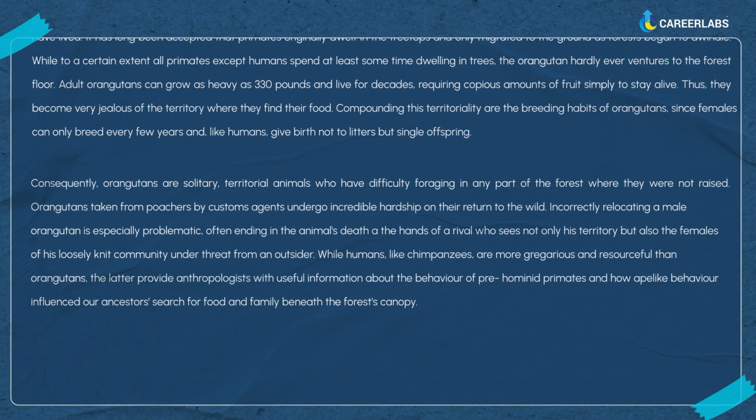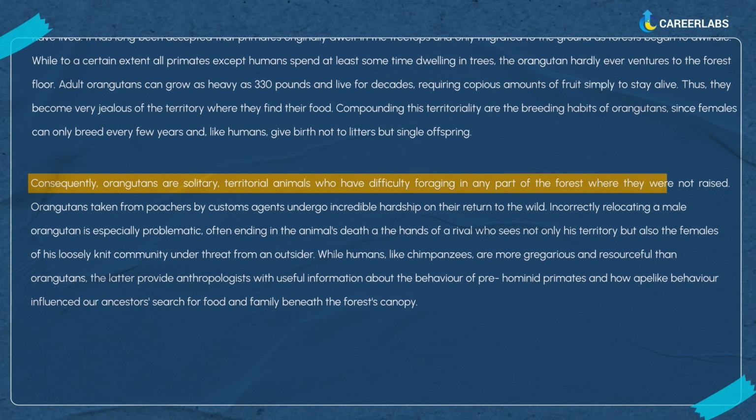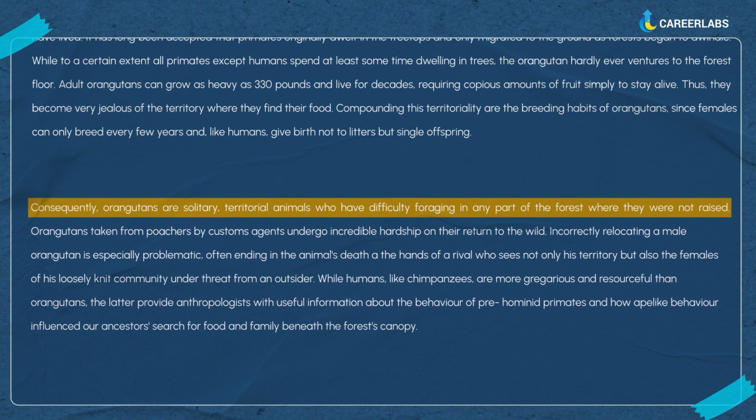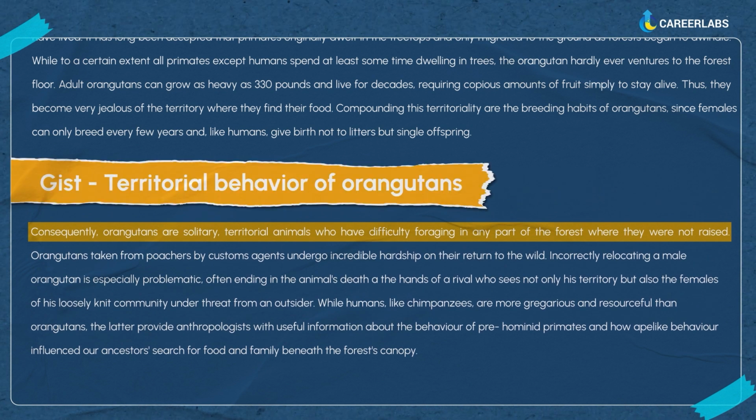Remember that we must always read the first line of the paragraph. Consequently, orangutans are solitary territorial animals who have difficulty foraging in any part of the forest where they were not raised. Let's figure out what this passage will be about. The first line is talking about the territorial and solitary behavior of orangutans, right? Let's look at the second line. Orangutans taken from poachers by. Let's stop. The phrase orangutans taken from poachers indicates that the line is a fact. So we can skip this line.